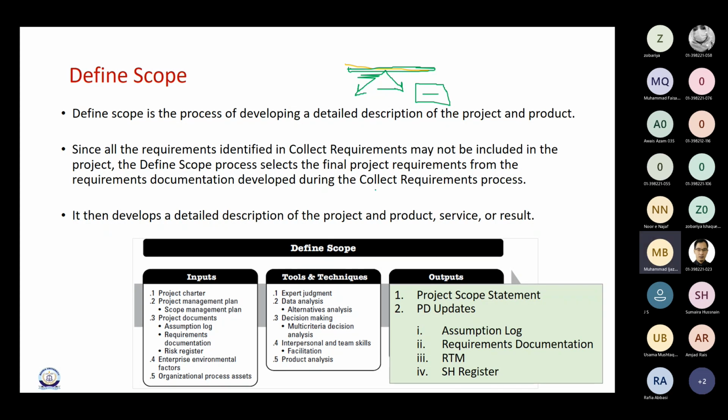In the defining scope process, the main purpose is preparing a scope statement, but obviously certain other documents would be updated. The assumption log, we talked about that enough in the last semester. I hope you remember that. Then requirement documentation may be revised. While preparing the scope statement, we might need to make certain changes to the requirement documentation that we previously established. And then the requirement traceability matrix would also be updated.